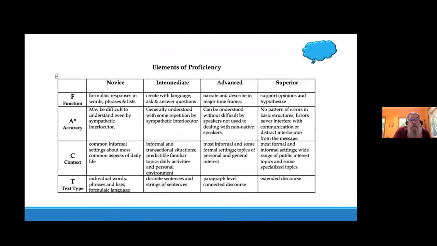Take a look at this chart. This chart shows how each of these elements are represented and evidenced at each of the major levels. So take a moment and just examine this chart and notice the progression as you go with each element from novice to superior. I'll give you a moment to examine this chart.